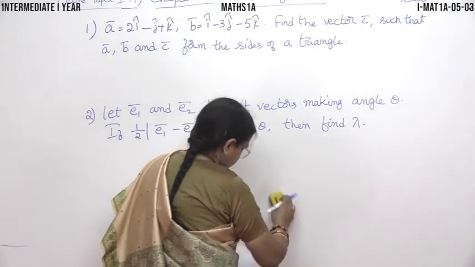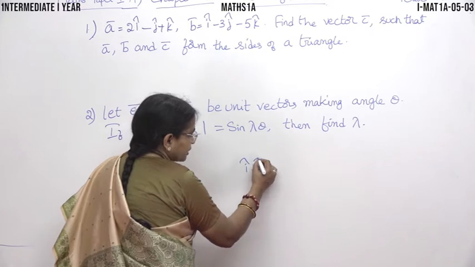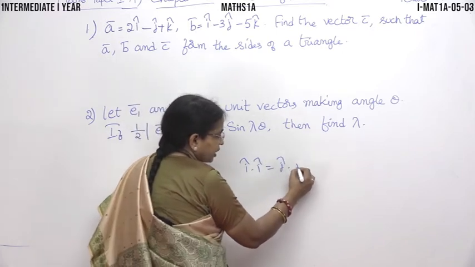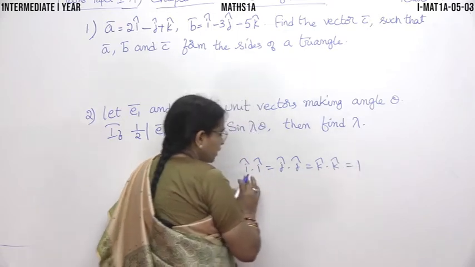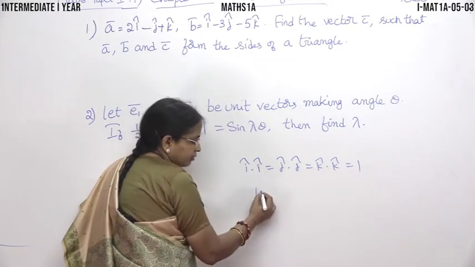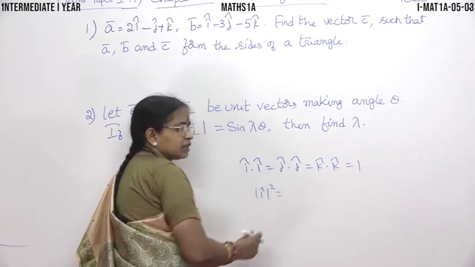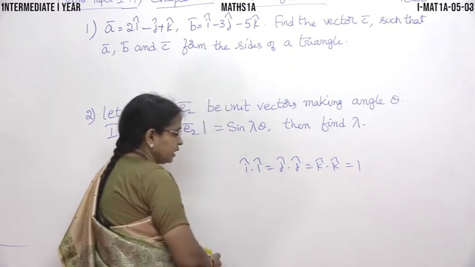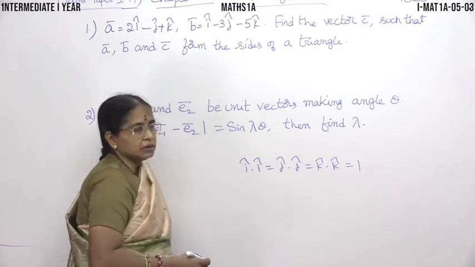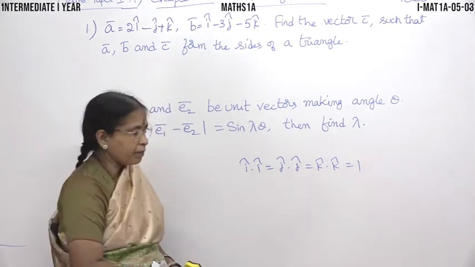Okay, next is I dot I is equal to J dot J is equal to K dot K is equal to 1, because I dot I is mod I square. Mod I is 1, so it is 1 square, that is 1. And then I dot J is 0. I dot K is 0. And then J dot K is 0. You have learnt all these properties.